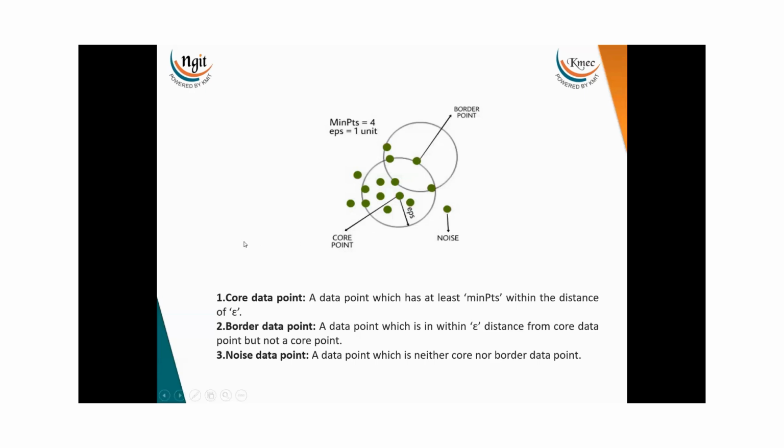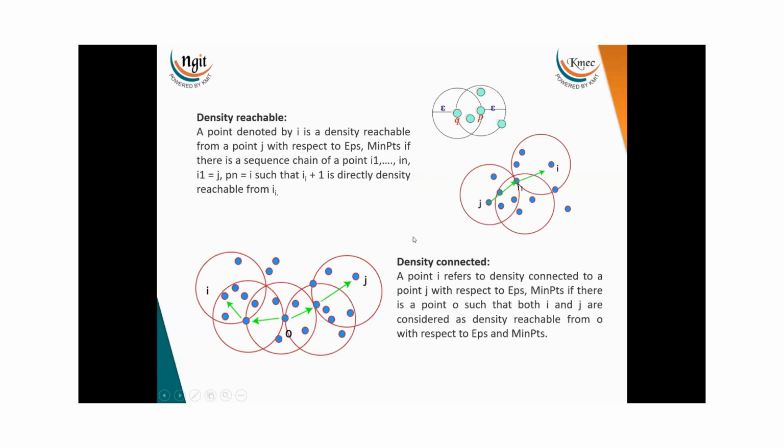Now, along with this, let's understand what is density reachable and what is density connected. To understand density reachable, first let us know what is directly density reachable. So here, let us consider there are 2 points, P and Q. Let P be the core point. It means that within the epsilon, it is having the minimum points, right? So this P will be directly reachable from Q if Q is within the epsilon radius of P.